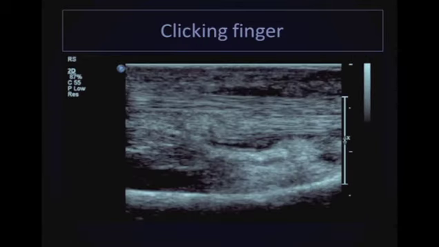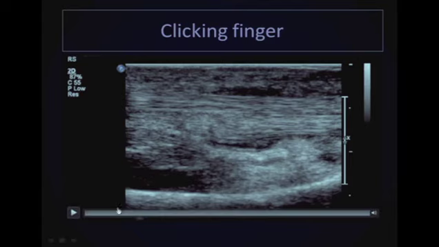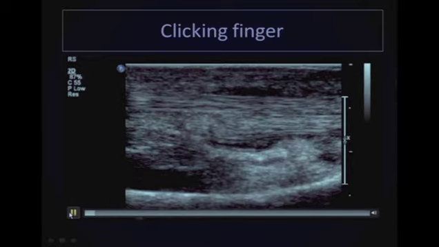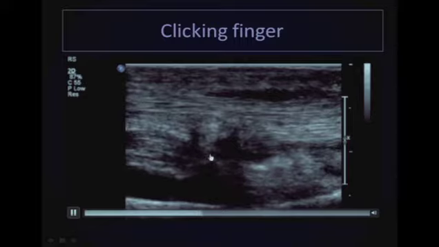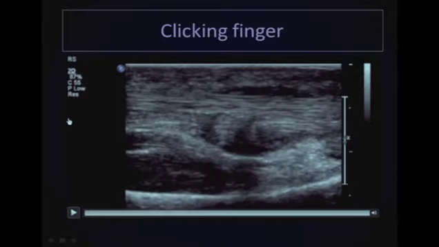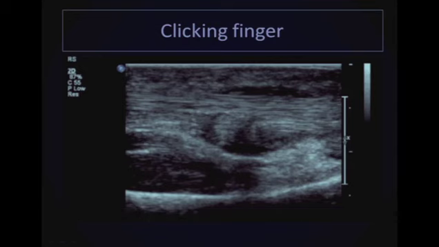Here's a patient who presents with a clicking finger, and the clinical concern was to look for trigger finger. Here we are looking at the flexor tendons of the finger. We are looking at the deep flexor tendon and the superficial flexor tendon, and we see some thickening of the tendon sheath. But to elicit the clicking, we have the patient do the maneuver, and you can see that this tendon is not sliding normally through the tendon sheath. And this is a case of trigger finger.